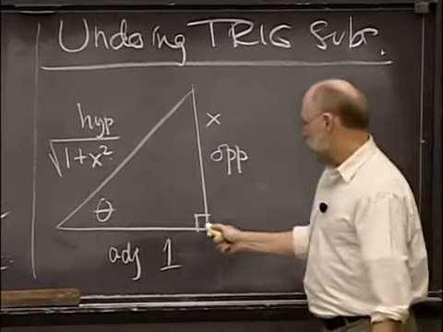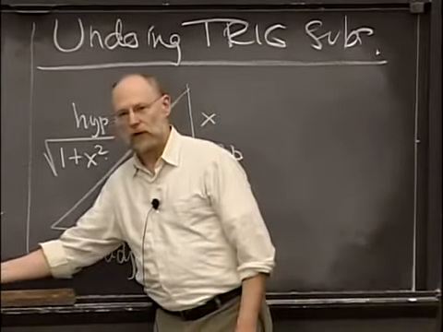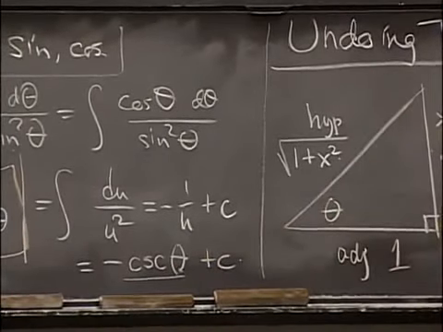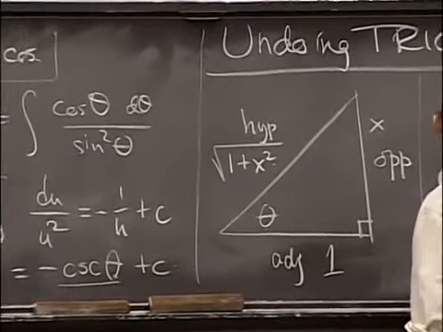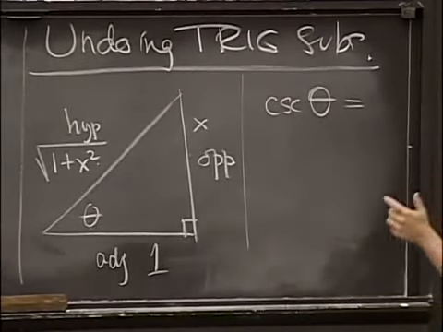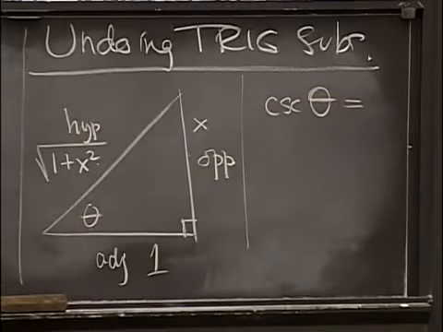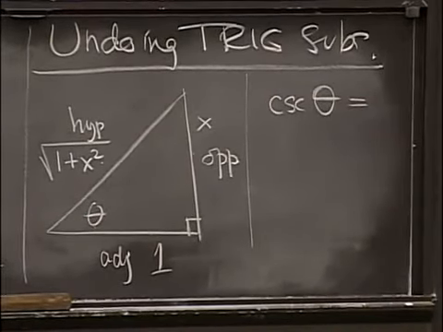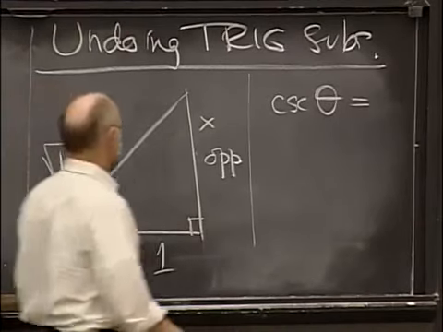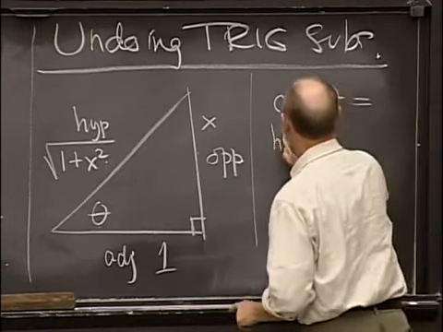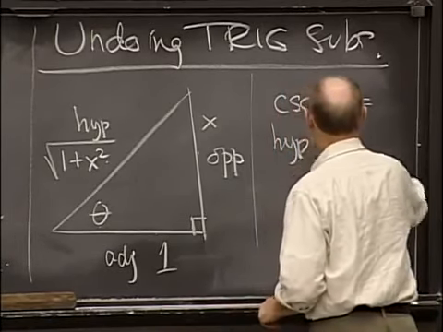Well, here's a triangle. I'm interested in computing the cosecant of theta. Where does that appear in the triangle? Well, let's see. The cosecant of theta is 1 over the sine, and the sine is opposite over hypotenuse, right? So the cosecant is hypotenuse over opposite.